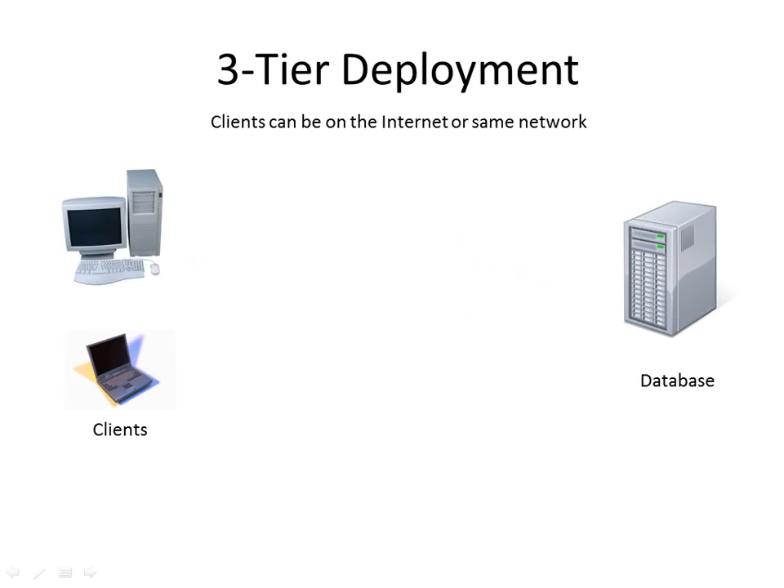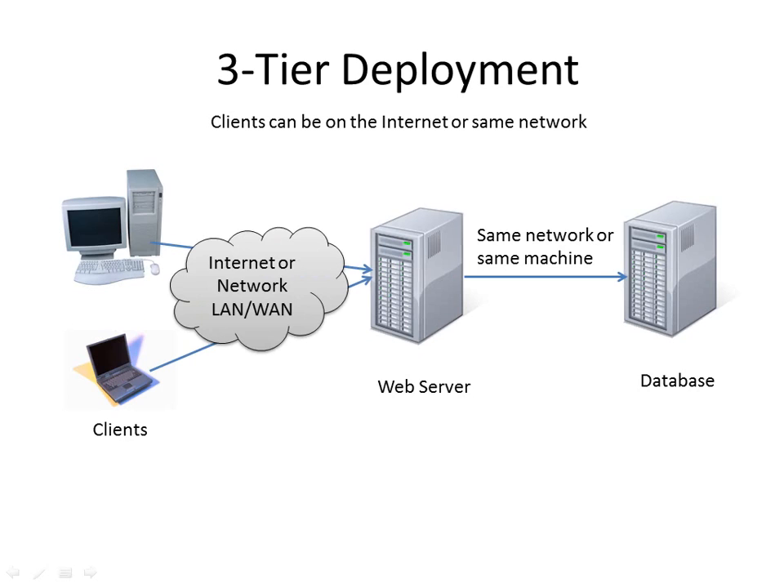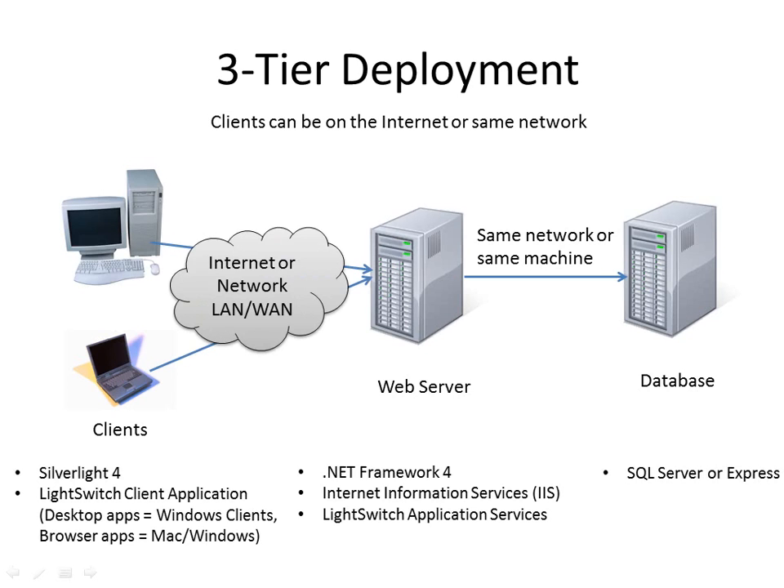Another option is three-tier deployment. This means that we still have clients and a database, but now we will also host the LightSwitch application services on a web server in Internet Information Services, or IIS. Clients can access the web server over a wider area network or the Internet, depending on how you want to set up access to the web server. This also means that the client machines only have a small application to download and run, which uses the very small Silverlight framework, making deployment to clients much easier.